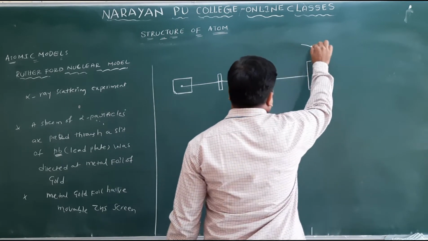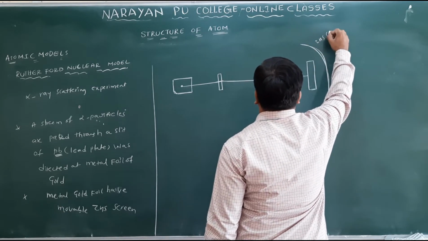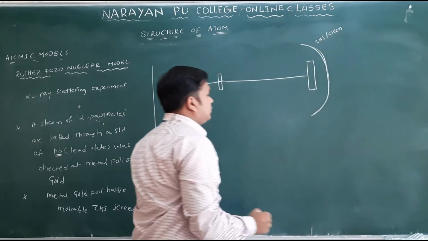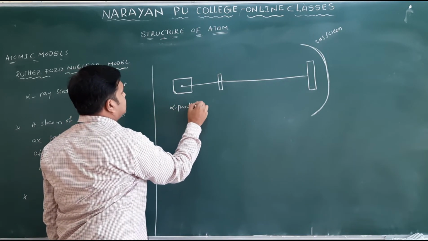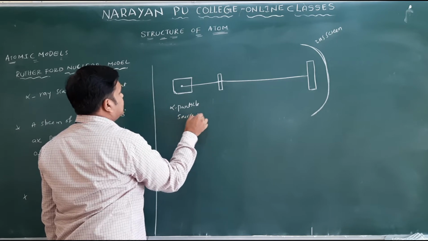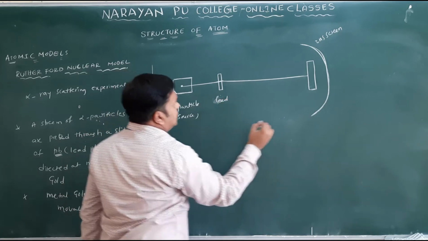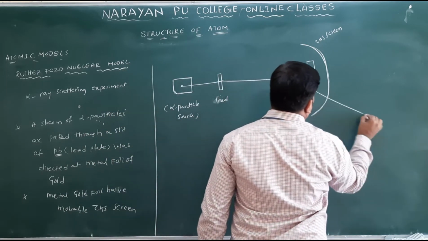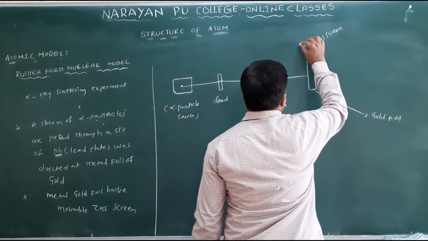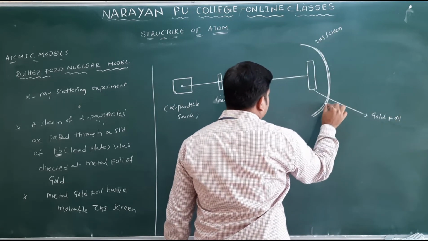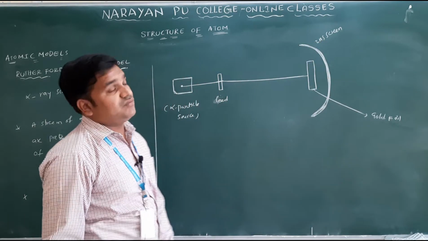This metal gold foil has a movable screen. This is a zinc sulfide screen, or you can say a fluorescent screen only. This is the alpha particle from the source. This is lead, and this is the gold foil. The screen I mentioned is a zinc sulfide screen only, so it can be rotated, or you can say it is a movable zinc sulfide screen.